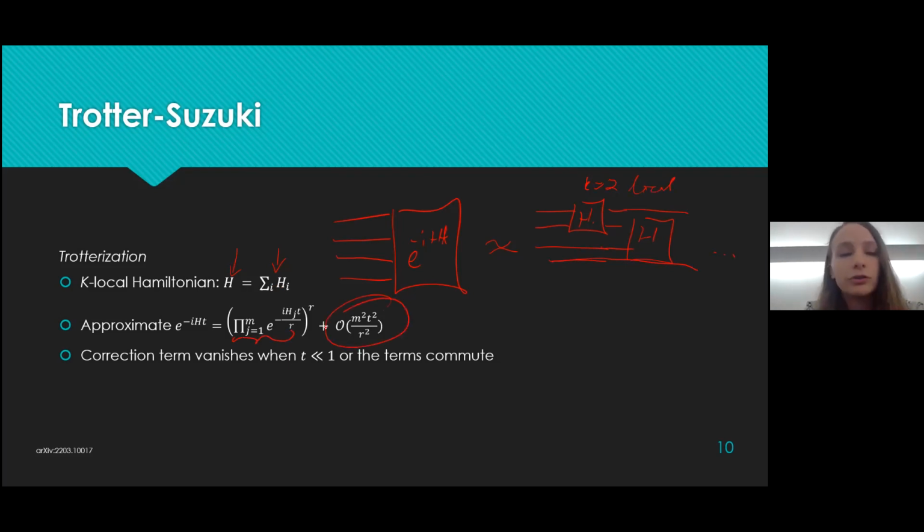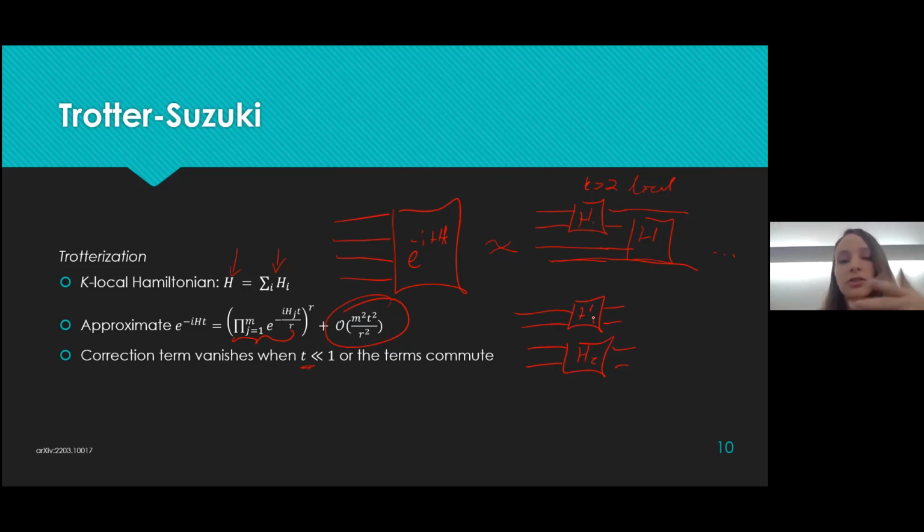So it's typical if you do Trotterization to take time to be very small to make that error go away. Or alternatively, if you have a local Hamiltonian where everything commutes, like you can imagine if you have something that looks like this. Well, these two commute, so the Trotterization error is going to disappear.